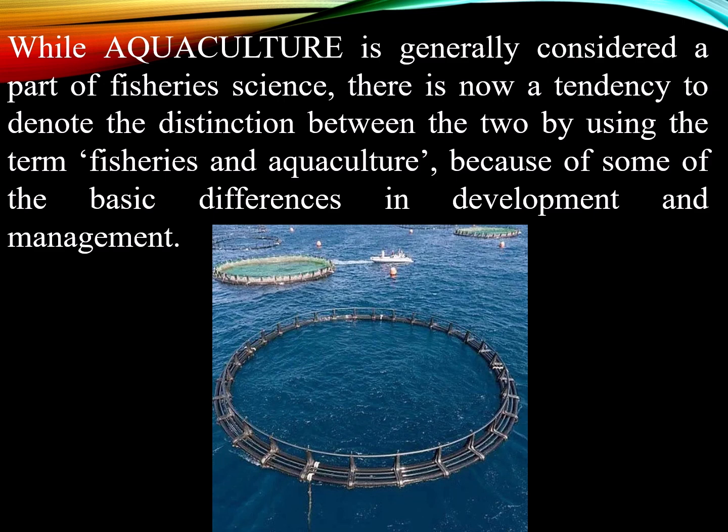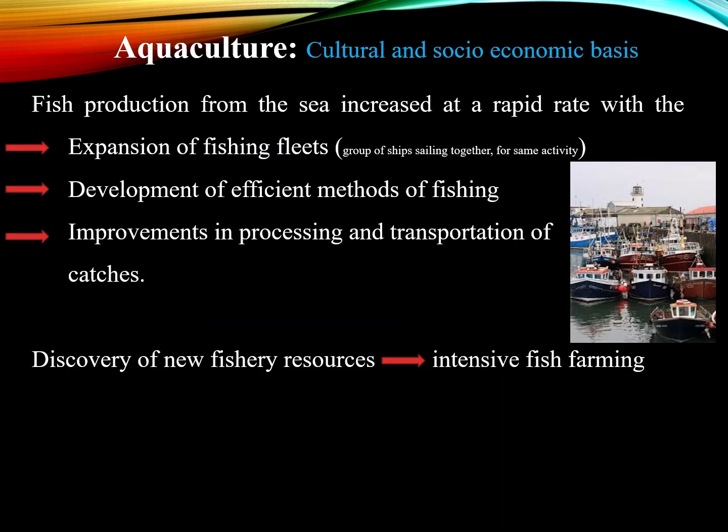Let's see the socio-economic basis of aquaculture. Man depended on hunting and gathering for subsistence until the Neolithic period. Fishing developed as part of this basic subsistence activity, but has witnessed considerable technological advances in modern times in methods of capture and utilization of aquatic products. Fish production from the sea increased at a rapid rate with the expansion of fishing fleets, development of efficient methods of fishing and improvements in processing and transportation of catches.